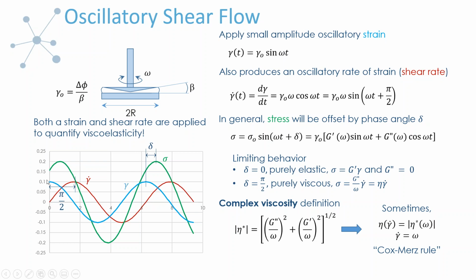And if this visual works for you, I have an image of what this strain looks like as a function of time. We're going to move this back and forth with some frequency. These experiments are generally done with what I refer to as a low amplitude strain. The strain comes from the angular deflection divided by the cone angle, and this is going to be small. Again, everything's relative, so small for one fluid is not small for another, so this is going to be dependent on your sample.